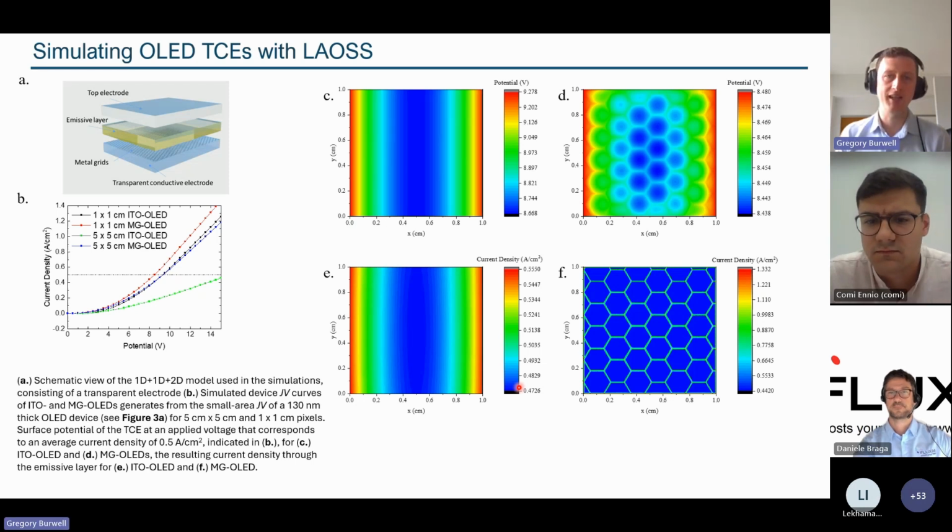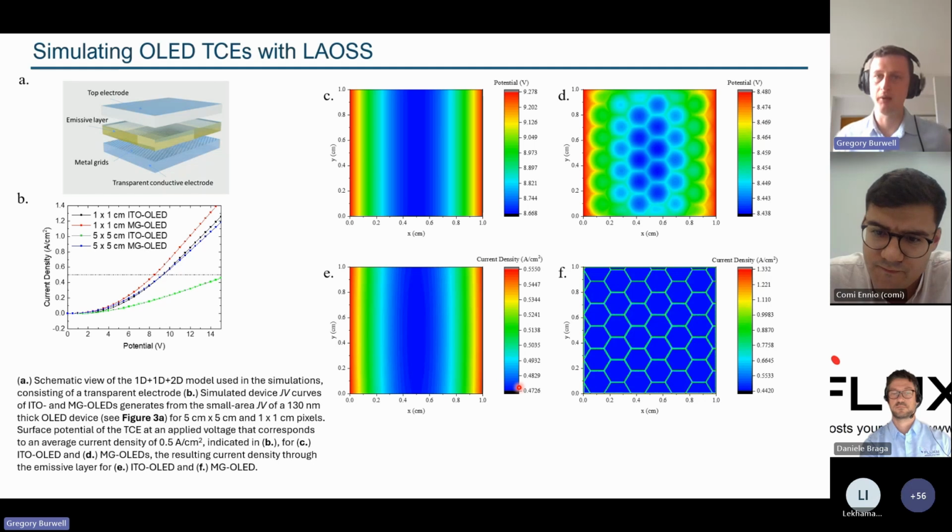And one of the things that LAOS lets us do quite easily is to simulate metallic grid structures on that transparent conductive electrode, and then look at the overall electronic properties of the device as we scale its area. So in this work, we were looking at comparing 1x1 and 5x5 OLEDs with and without metallic grids. So the abbreviation here, the ITO OLED uses just ITO on its own, and MG OLED is a metallic grid OLED, which uses ITO with a metallic grid. So using LAOS, we could map out the surface potential and then the current density going through the OLED device, and then look at different coupling laws, which represent different thicknesses of the OLED structures.